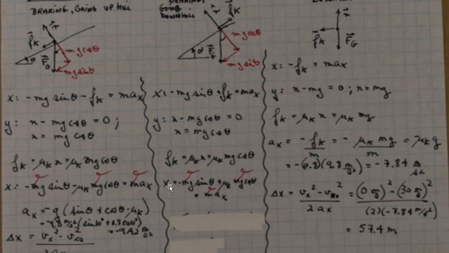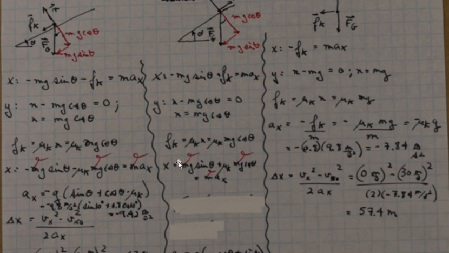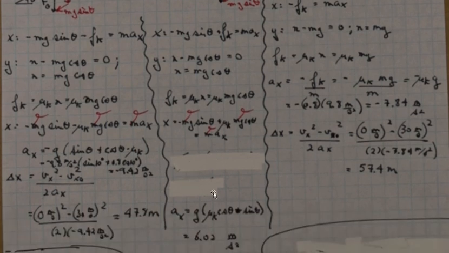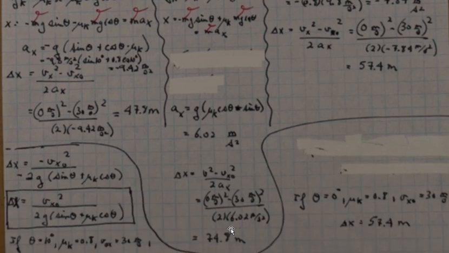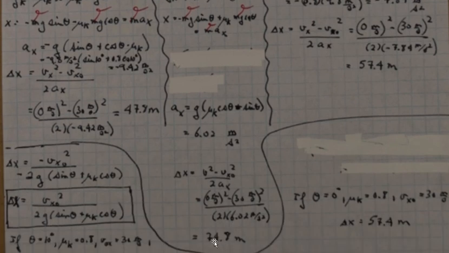So my x component equation now becomes minus mg sine theta plus mu sub k mg cosine theta equals m times a sub x. So the m's cancel as they did before, and now we get an a sub x equation, which is g times mu sub k cosine theta minus sine theta, which is 6.02 up the slope, and the stopping distance is now 74.8. This is the longest one with the car going downhill and braking.